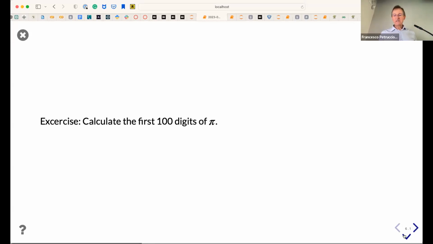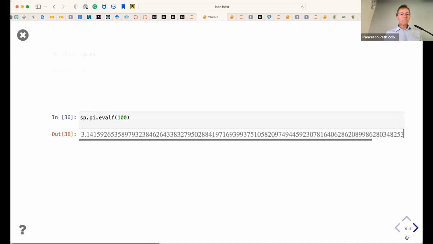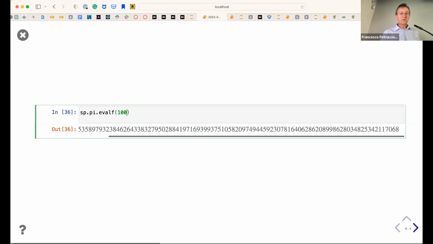No, that's very easy. First of all, remember we need to call pi with sp.pi, and then you do the evaluation evalf, the evaluation of the function, with 100 digits. You see it's a little bit long, but you get it. And if you want it to 200 digits, that works as well, of course.